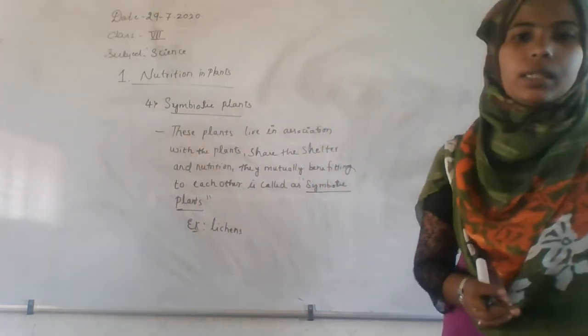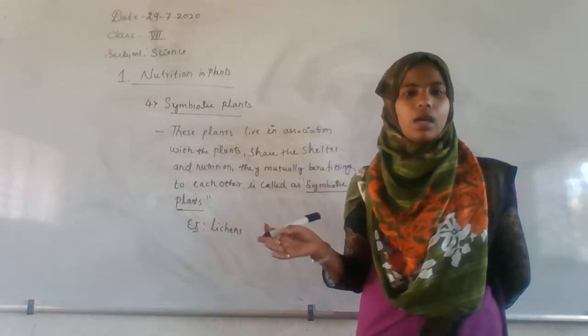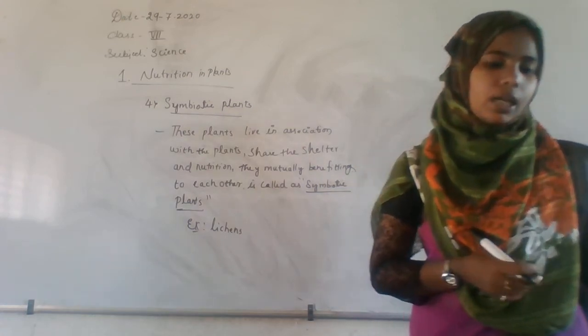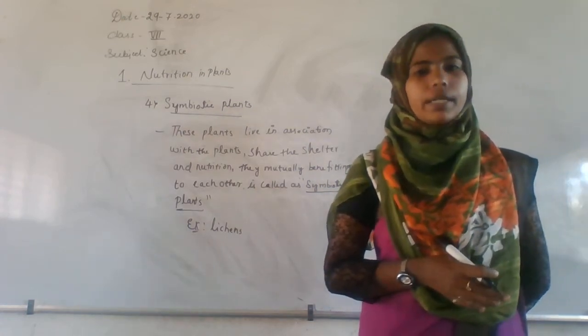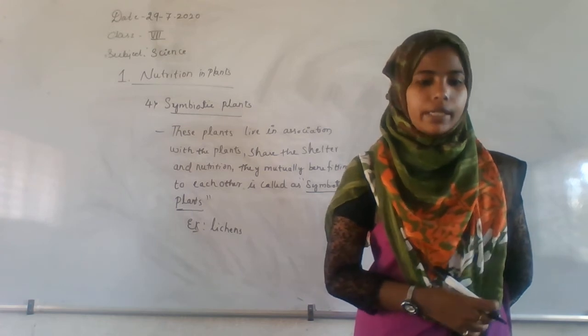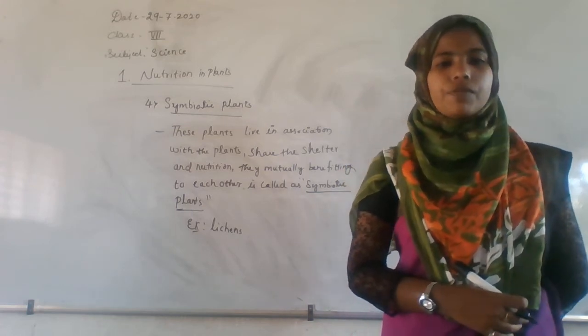Okay, and here, sometimes it is fungus also. Lichens are organisms in which fungus and green alga live in association with each other.